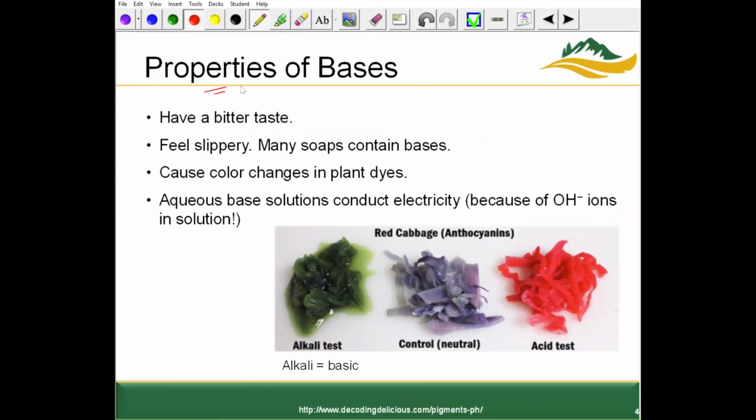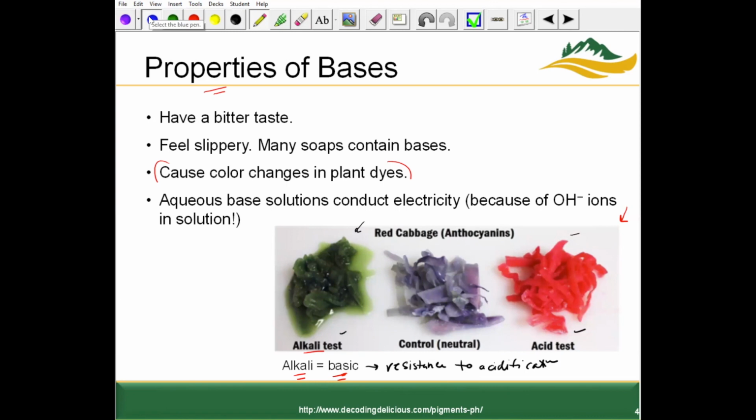Now we're talking about properties of bases. Here's a visual for this: they can cause color change in plant dyes. This is true for acids and for bases. It's kind of neat because alkali means basic. More specifically though, the alkalinity of something is its resistance to being acidified. So both acids and bases can cause a color change in plant dyes. It can be really pretty, as you see here with these different colors.